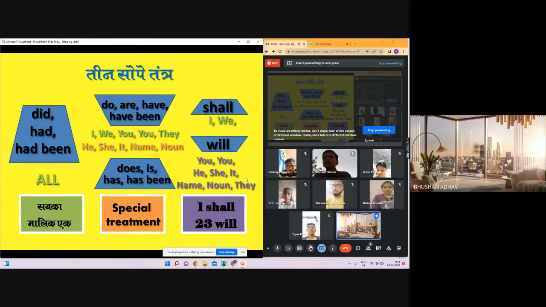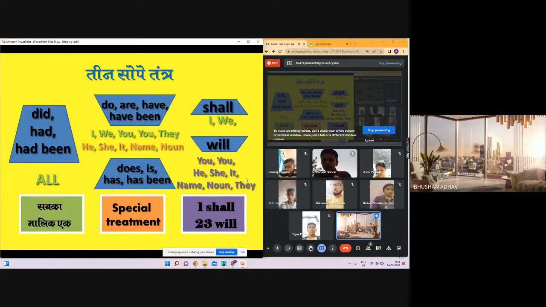The same way had been. I had been, we had been, you had been, then he had been, she had been, it had been, name had been, noun had been, and they had been. So did, had, and had been. There is no other option in the past case to attach with the subject.